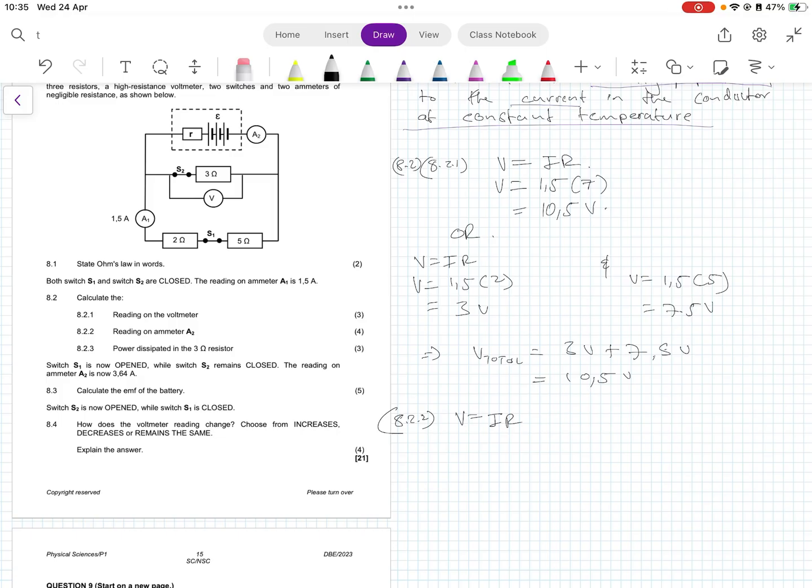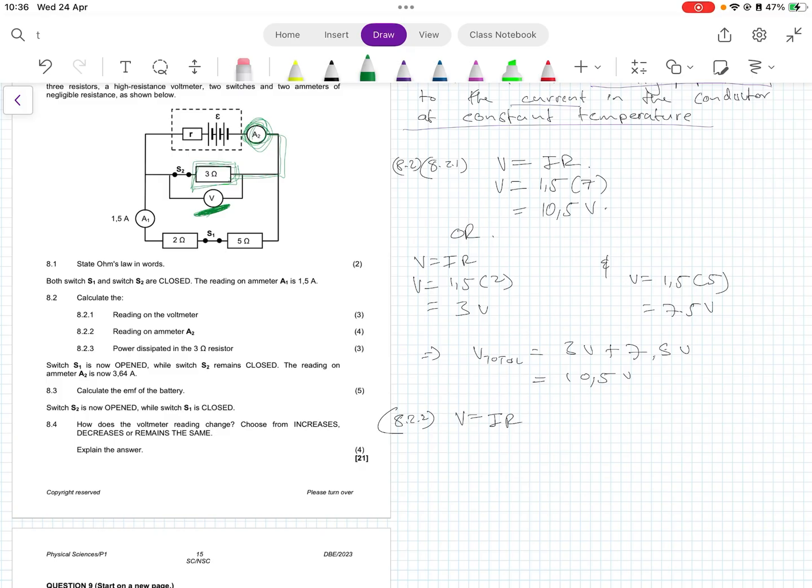Okay, but here the trick is ammeter A2 is connected in series with resistor 3, okay? It's connected in series with resistor 3. And we already know that the potential difference that is moving across this voltmeter is 10.5, okay? So those are the two values that we're going to use.